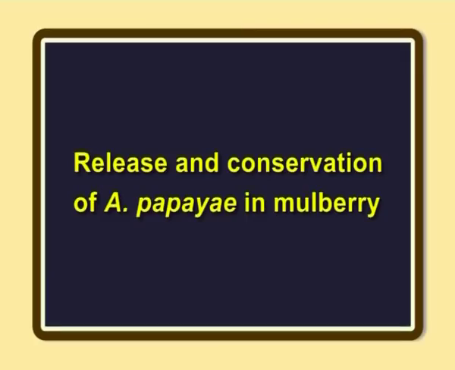Release and conservation of Asterophagus papae in mulberry. Release the parasitoids in papaya mealybug infested mulberry gardens at the rate of 100 to 200 adults as early as possible, as they are short-lived. Once released and conserved, the parasitoids will establish naturally and control the papaya mealybug on mulberry as well as on other crops on a long-term basis.